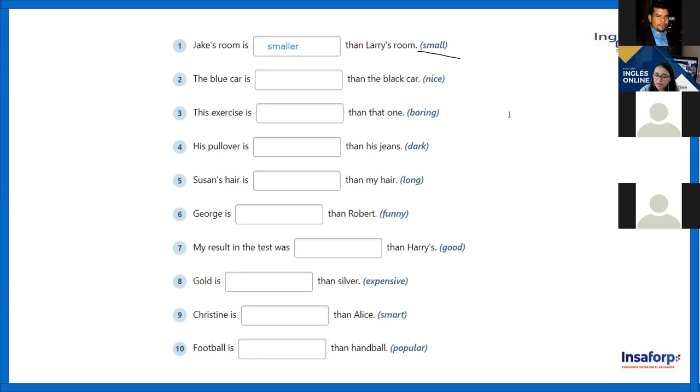Welcome back. We have nice. How can we add the comparative? Number two, teacher. Yes, number two, please. The blue car is nicer. That's right, it's nicer. It's a short adjective. Okay, perfect.